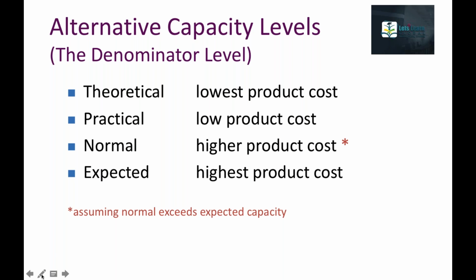So you may calculate the overheads based on the normal capacity also, if expected capacity is the same as normal capacity, you can do that. But if the normal capacity is greater than the expected capacity, you will have a little higher but not highest. So if this is different, then you should use 80% of this or 90% of this or 75% of this expected, so that it will give you the highest product cost. Or else you can use normal capacity if you can achieve it.